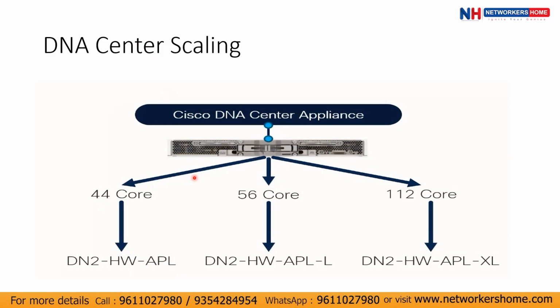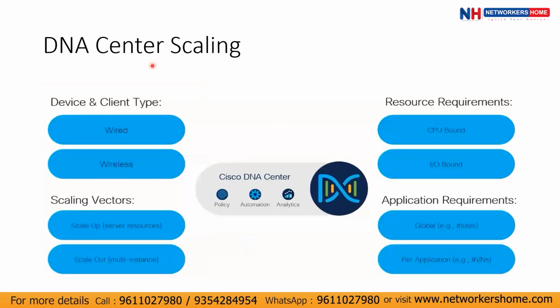So for big enterprises, most companies go with the XL version. For medium and large companies, I would say they go with the 56 core, and small companies generally go with 44 core. The functionality will remain the same, but the scaling factor will change, because the number of users this particular DNS Center will host will be low compared to the XL version. Yeah, quick question.